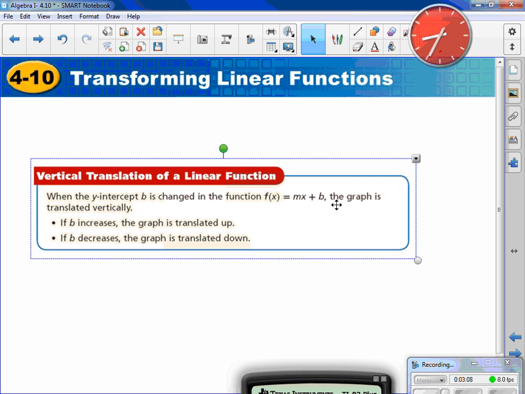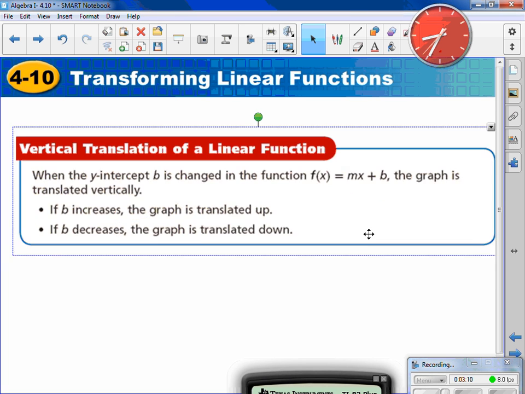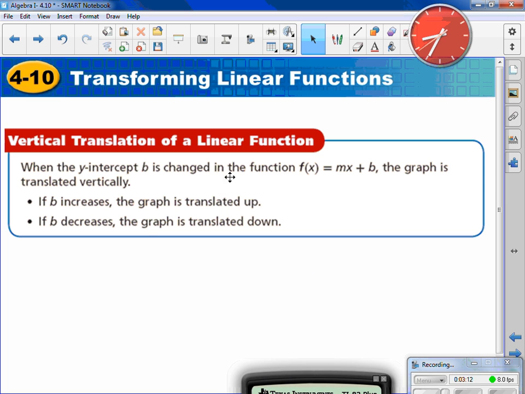The only thing that's changing for a vertical translation is, if we had the original function of y equals x plus b, if the b increases, it translates it up. It moves it up on the graph. If I subtract or make it lower, it goes down.